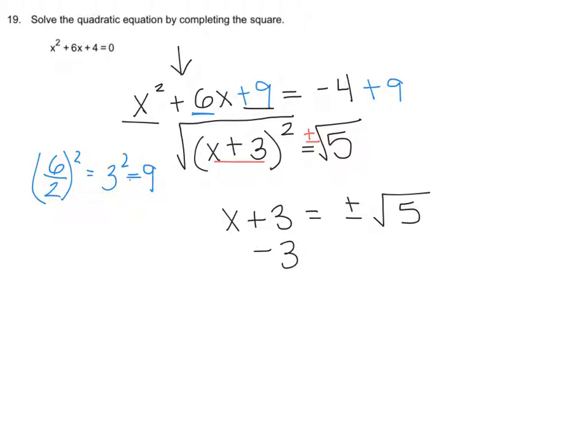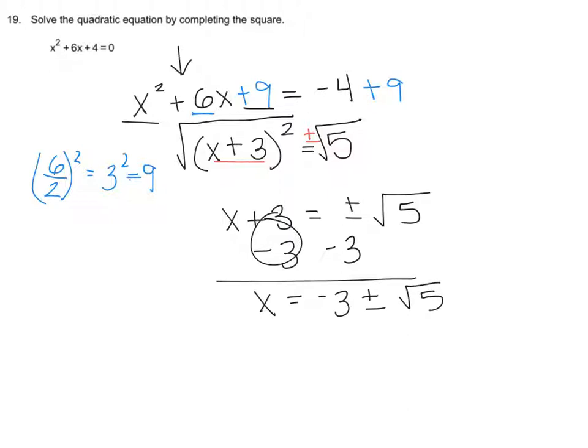Lastly, we'll subtract 3 on both sides. And I have x equals negative 3 plus or minus the square root of 5. Now the square root of 5 cannot be reduced any further, so I'm going to leave it as is.